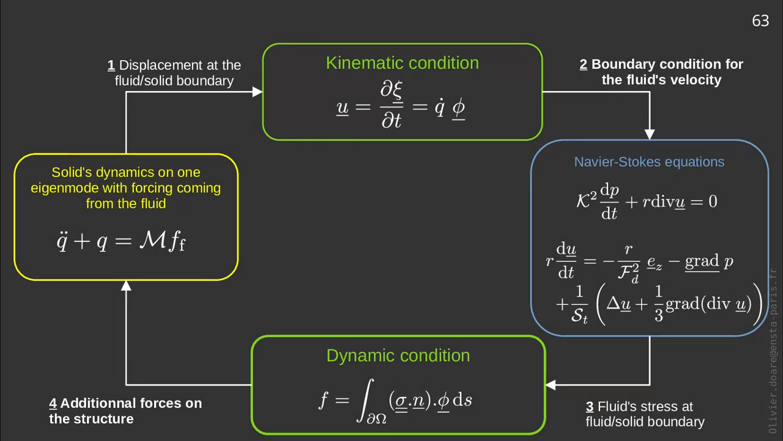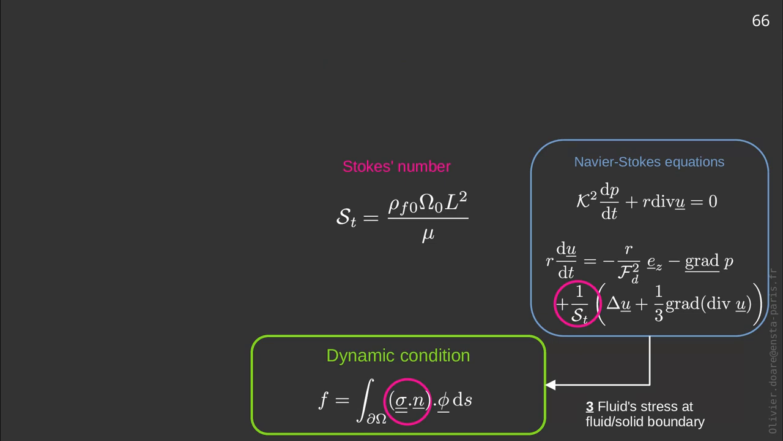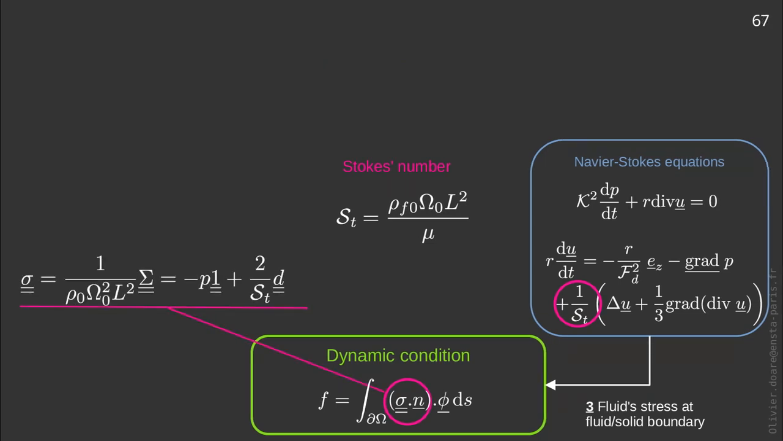Now let's look at another number, the Stokes number. This one appears in the momentum balance equation, but it is also hidden in the dynamic condition, written here in projected form on the modal motion of the structure. Indeed, the fluid stress tensor has been scaled using a characteristic dynamic pressure. This gives rise to a term 2 on Stokes as a factor of the strain rate tensor, which is the source of the shear stresses, which are essentially viscous.